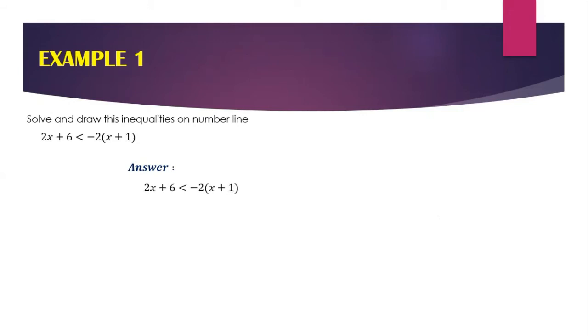Okay, students, go to example 1. Solve and draw these inequalities on number line. 2x plus 6 less than minus 2 open the bracket x plus 1. Answer. Okay, go. You can simplify and expand: 2x plus 6 less than minus 2x minus 2. Is it clear, everyone? Okay, I'll show you the process.